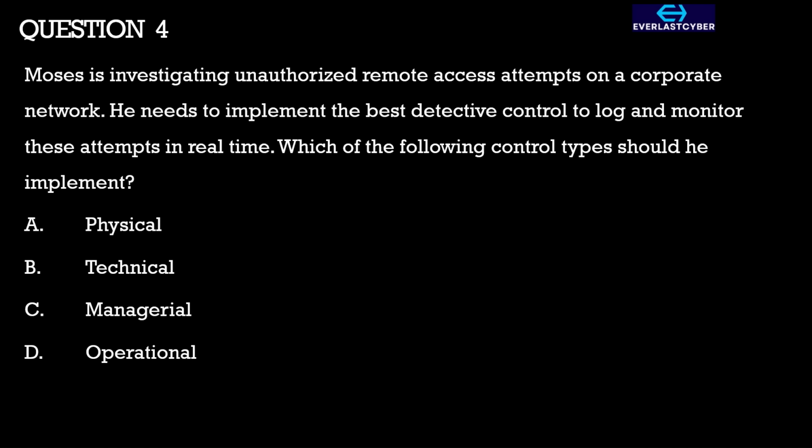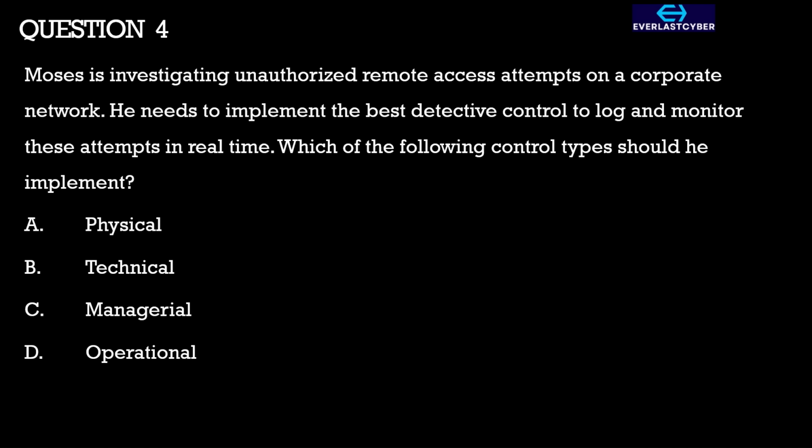Managerial controls are policy-based controls such as security policies, risk assessments, or incident response plans. They are not directly involved in real-time monitoring. Operational controls involve day-to-day procedures like security awareness training or backup procedures. They are more manual and they are not typically real-time or technologically driven.